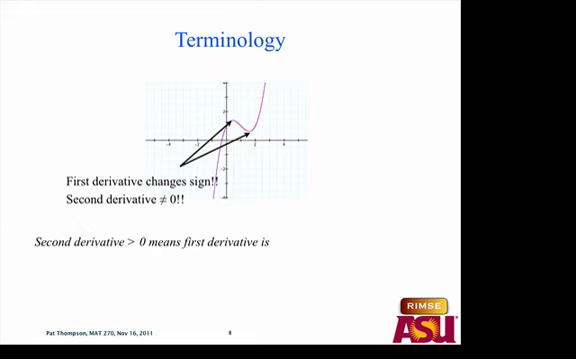Second derivative is greater than 0. The second derivative is greater than 0. What does that mean for the first derivative? What applies here?